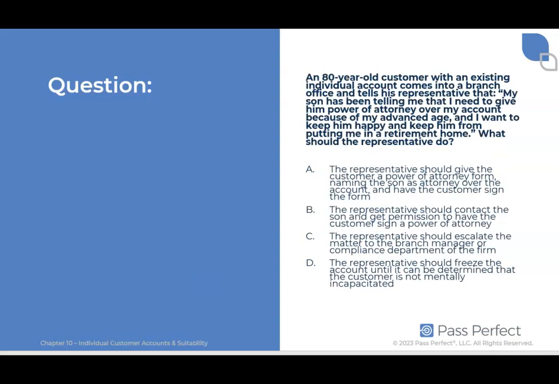An 80-year-old customer with an existing individual account comes into a branch office and tells the representative that my son has been telling me that I need to give him power of attorney over my account because of my advanced age, and I want to keep him happy and keep him from putting me in a retirement home. What should the representative do? A. The representative should give the customer a power of attorney form, naming the son as attorney over the account and having the customer sign the form. B. The representative should contact the son and get permission to have the customer sign a power of attorney. C. The representative should escalate the matter to the branch manager or compliance department of the firm. Or D. The representative should freeze the account until it can be determined that the customer is not mentally incapacitated.